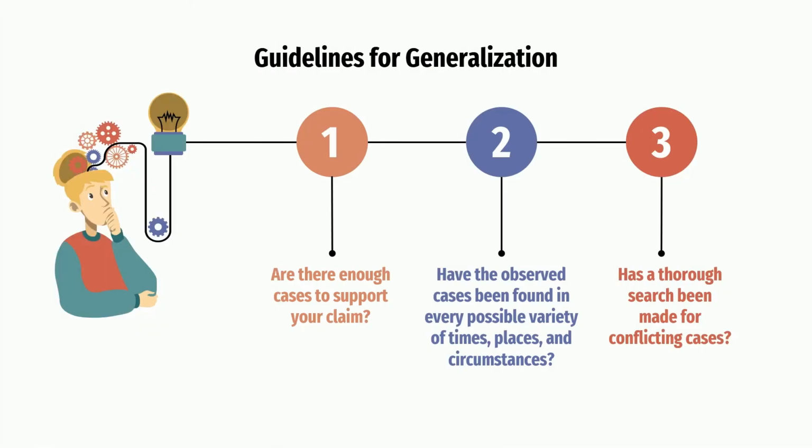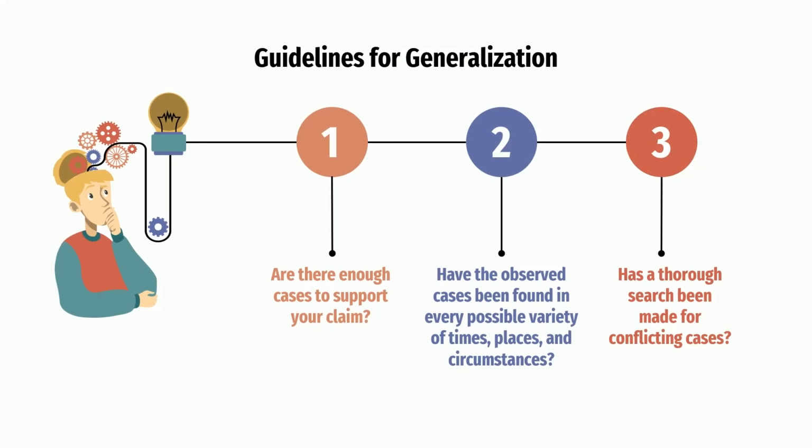Moving on to some guidelines for generalization. 1. Are there enough cases to support your claim? You know that we do not have a definite rule as to the minimum number of cases required. The closer the number of your sample to the required evidence to establish the claim of your conclusion, the more reliable your generalization. 2. The wider the variety, the more random our selection, and the more confidence we confer upon the generalization. And 3. The more thorough the search, the more confidence we can place in the generalization because it seems to resist falsification.